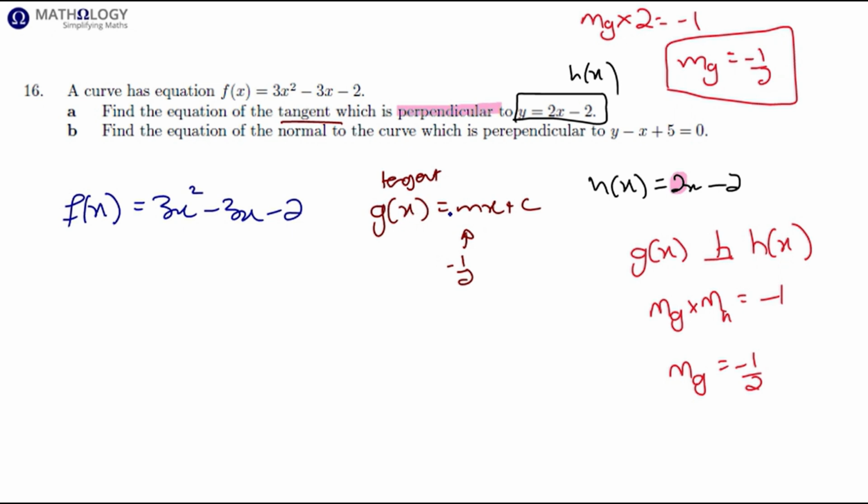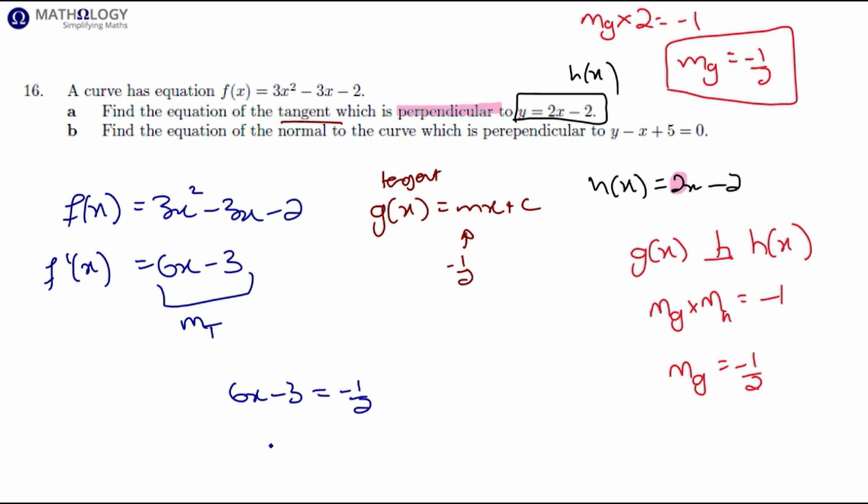The gradient of a tangent to a curve is represented by the derivative function. So we've got the curve f of x. We're going to differentiate f of x to get f prime x, which gives us 6x minus 3. 6x minus 3 represents the gradient of a tangent to f. We know the gradient of the tangent is minus a half. So 6x minus 3 equals minus a half. 6x equals 3 minus a half is 2.5, so it's 5 over 2. Therefore, x equals 5 over 12.